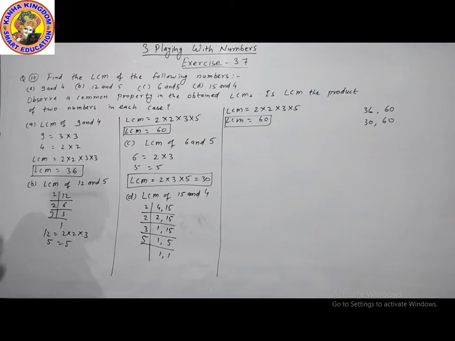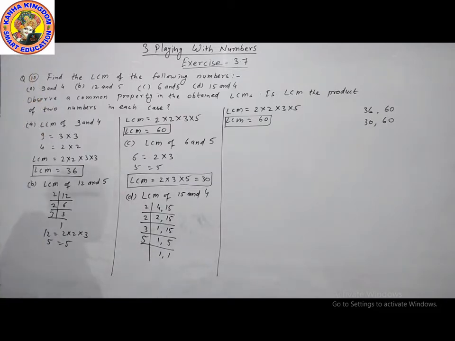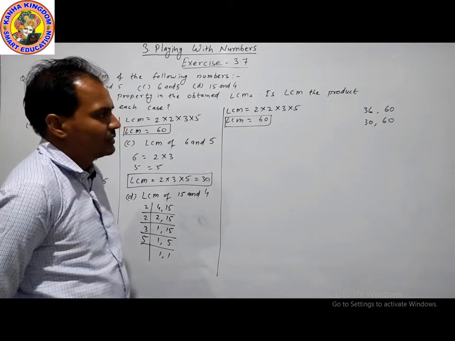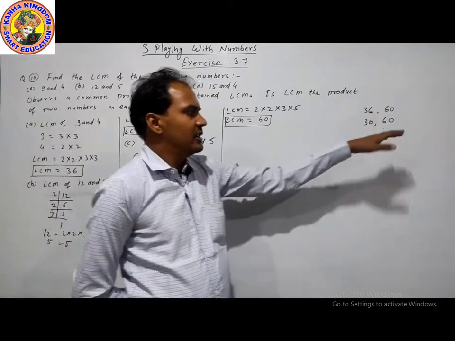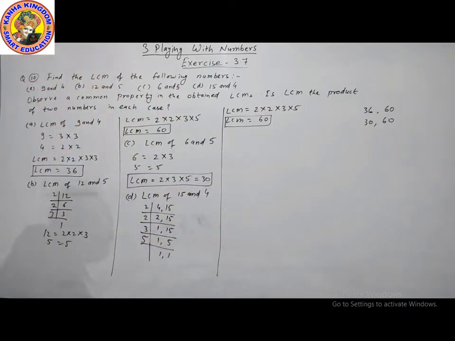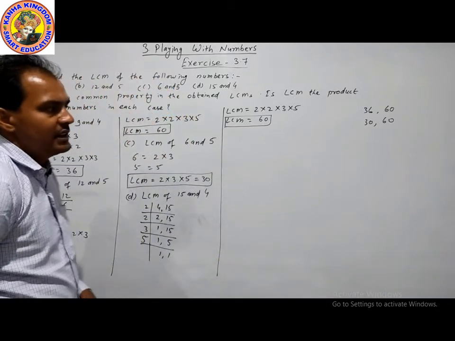Observe the common property between them. They are all even numbers, divisible by 2. Then next, 3, 6, 3, 6. All the numbers are divisible by 3. 2 into 3 is equal to 6, so all the numbers are divisible by 6.